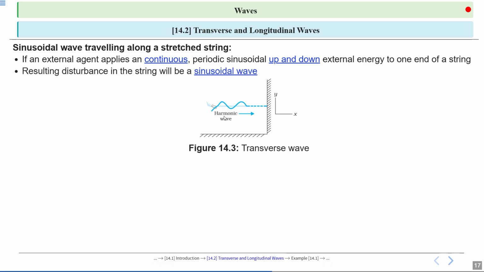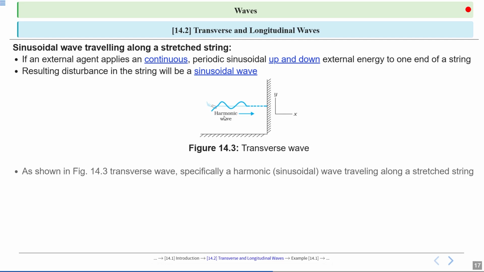As a result of this continuous up and down motion, a disturbance travels along the string. This disturbance forms a sinusoidal wave, which means the shape of the wave matches the sine function. So looking at figure 14.3, we see a transverse wave, specifically a harmonic or sinusoidal wave, moving along the stretched string.